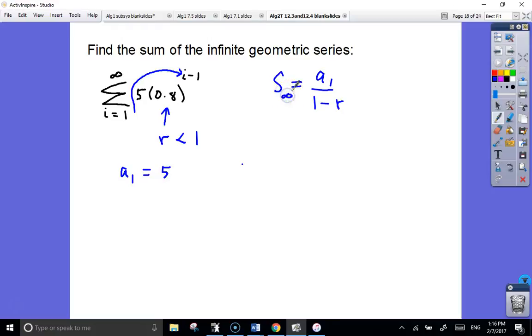I'll use the infinity symbol. S infinity equals 5 divided by 1 minus 0.8. 5 divided by 0.2, which is 25.